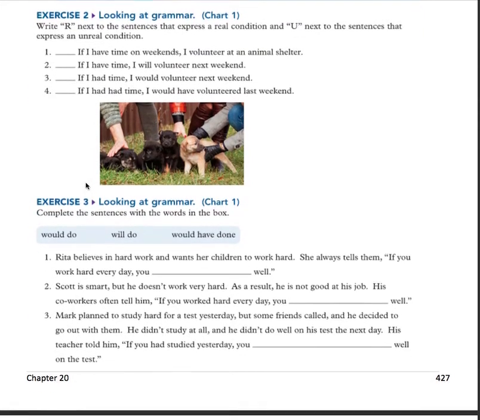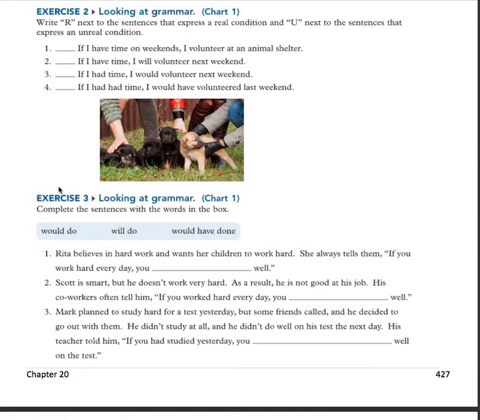Okay. So using that same information from chart 20-1, complete the sentences with the words in the box. Would do, will do, and would have done. Look at the verb forms in the if clause to determine what the verb forms will be in the result clause. They're going to be real in the present, unreal in the present future, or unreal in the past. Okay? So go ahead and do number 1, 2, and 3. I'll check in a minute.